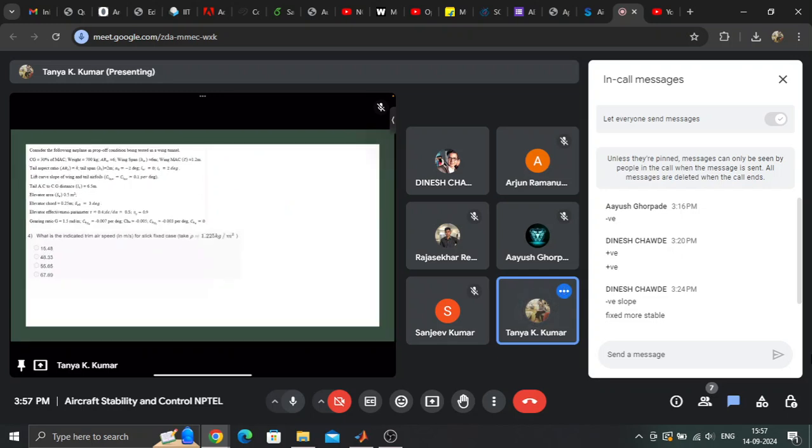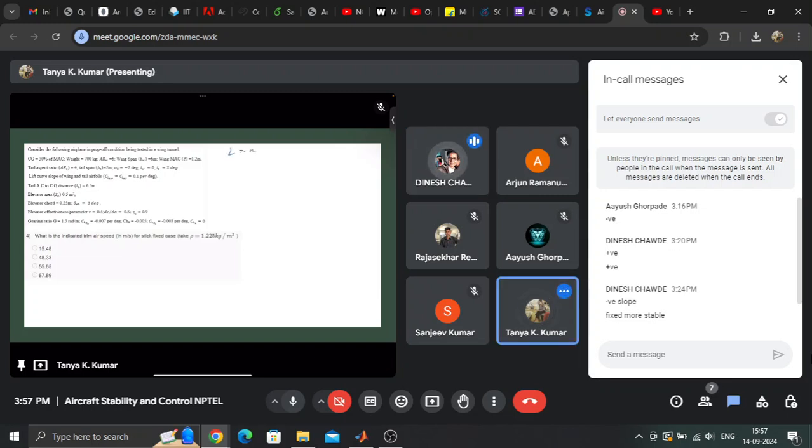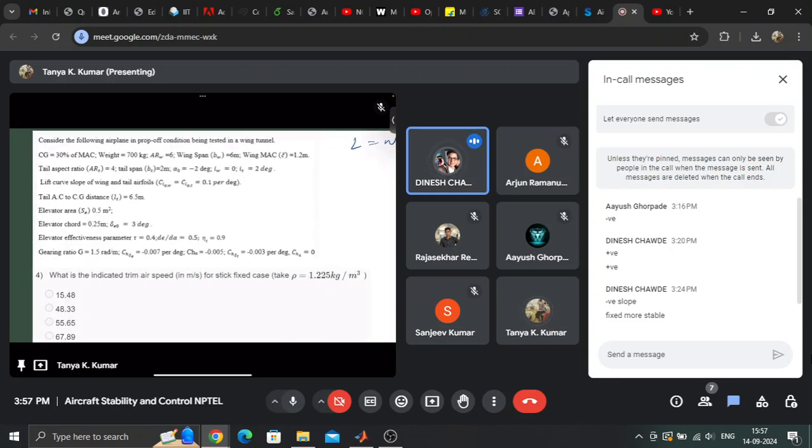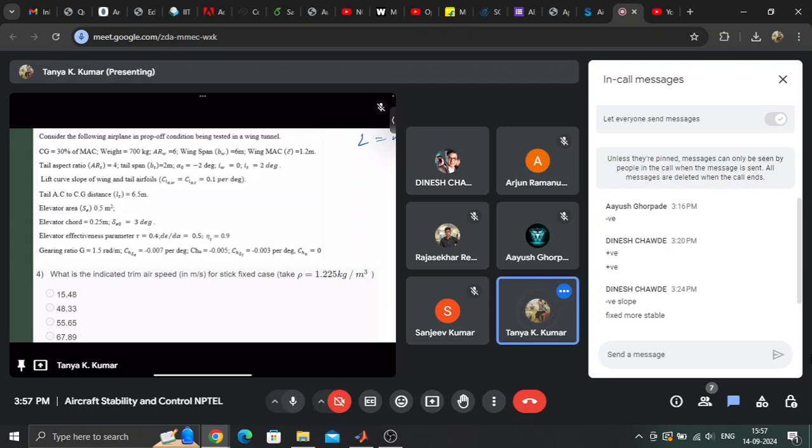Next is, what is the indicated trim airspeed for stick fixed case, taking density as given in the question? How do we go about doing this? Trim airspeed, just take lift equal to weight. Yes. On the data. All right. Yes, yes. Is this enough? Okay. Yeah. So for this, it's for the trim case. So you can just take lift equals weight and then proceed with the calculations.